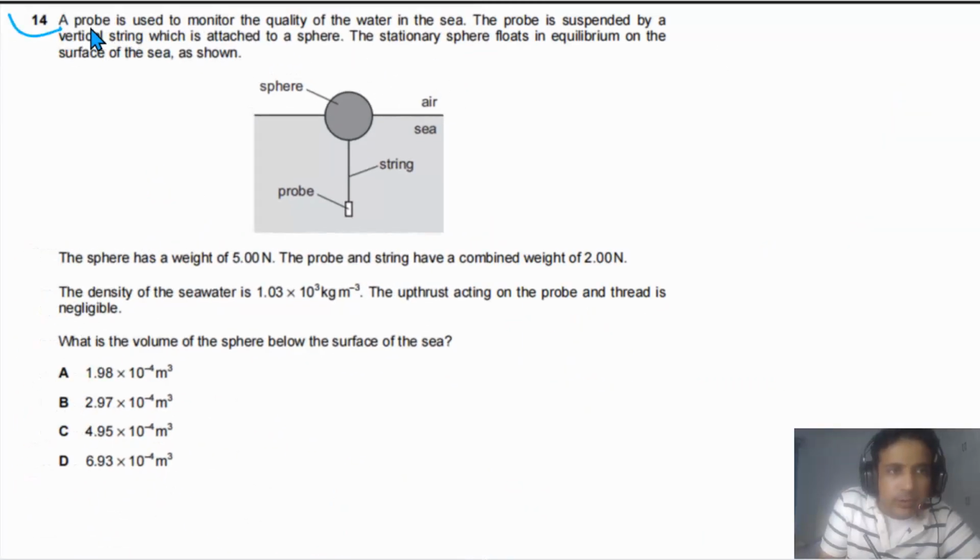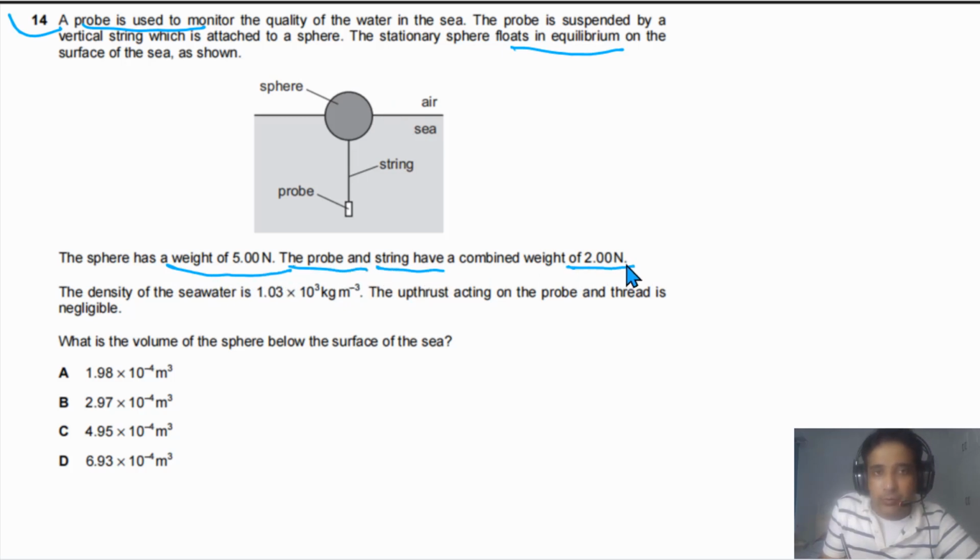Question number 14 says a probe is used to monitor the quality of the water in the sea. The probe is suspended by a vertical string which is attached to a sphere. The stationary sphere floats in equilibrium on the surface of the sea as shown in the figure. The sphere has a weight of 5 newtons. The probe and the string have a combined weight of 2 newtons. The density of seawater is 1.03 times 10 to the 3 kg per cubic meter. The upthrust on the probe and thread is negligible. What is the volume of the sphere below the surface of the sea?